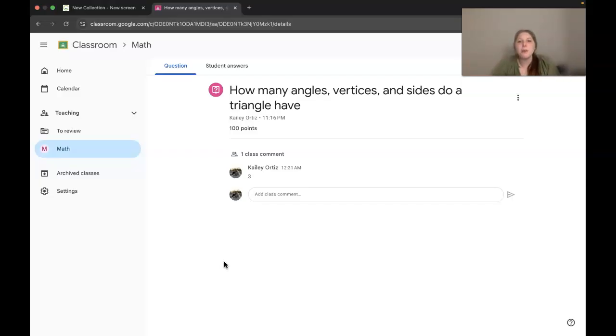Good job, my friends. I want you to think, okay? Think in your head, what about a pentagon? Tomorrow I will give you that answer, okay? So think, how many angles, how many vertices, and how many sides does a pentagon have? Great job, friends.